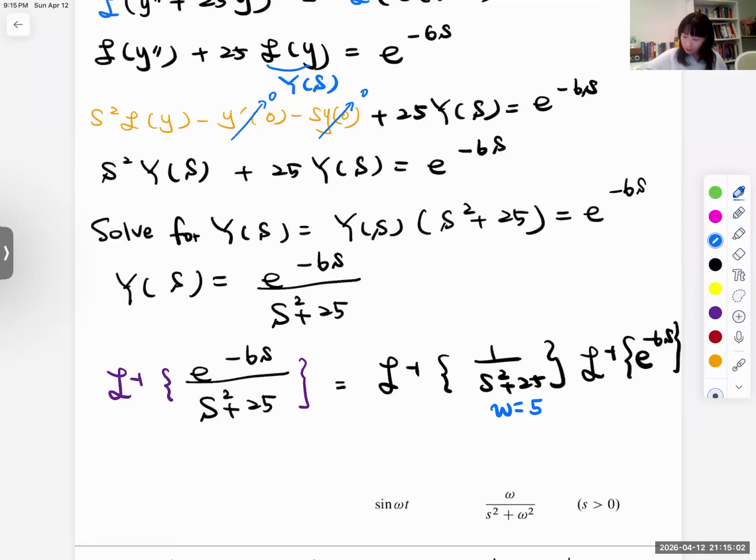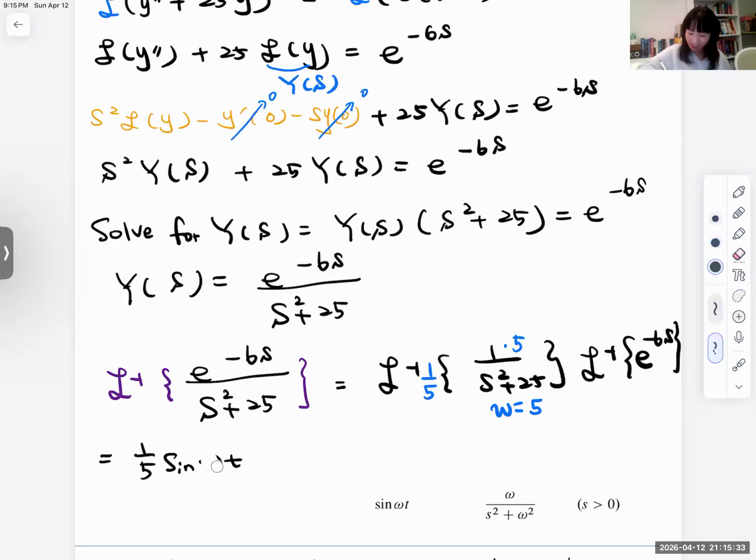Since we don't have a 5 in the numerator, let's make it 5 and 1 over 5, right? So that's taken care of. So that will be 1 over 5 times sine omega t. Omega is 5, so sine 5t.